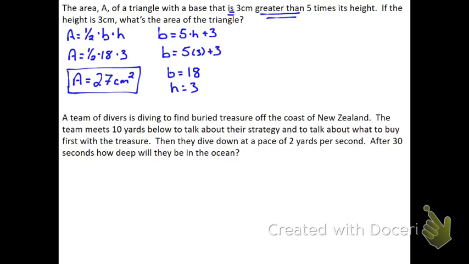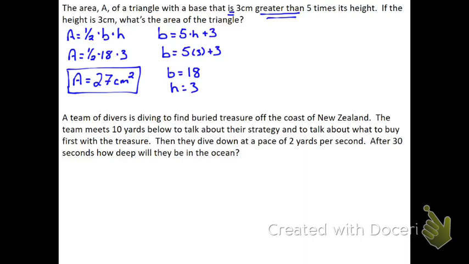Last equation. A team of divers is diving to find buried treasure off the coast of New Zealand. The team meets 10 yards below to talk about their strategy and to talk about what they want to buy first with the treasure. They then dive down at a pace of 2 yards per second. After 30 seconds, how deep will they be in the ocean?